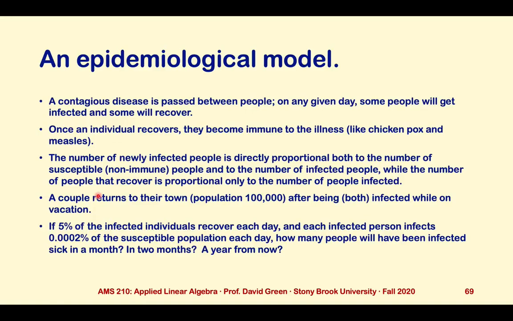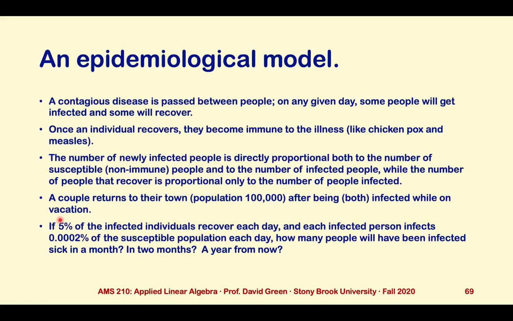Now we have our questions. Imagine that a couple returns to their town, population 100,000, after they've both been infected while on vacation. If the parameters of new infections and recovery are such that 5% of the infected individuals recover every day, and each infected person infects only 0.0002% of the susceptible population each day, how many people will have been infected in a month, in 2 months, in a year, so on?